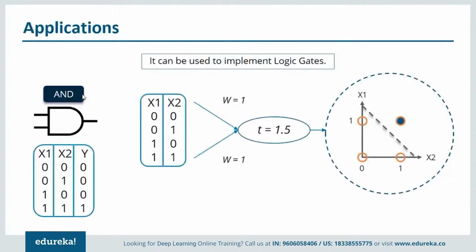So this is how we can implement an OR gate. So let's move forward, guys, and we'll understand with a use case, that of the MNIST dataset.